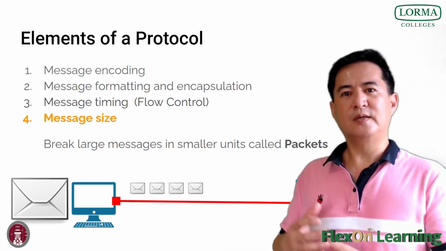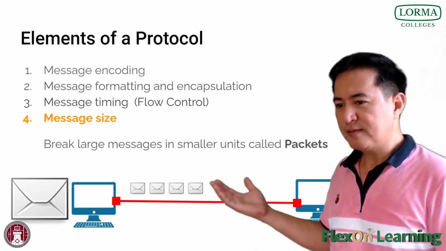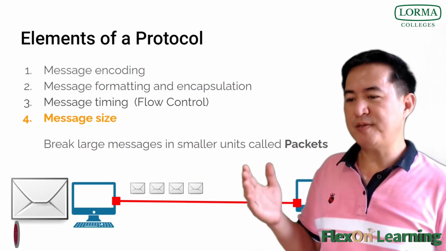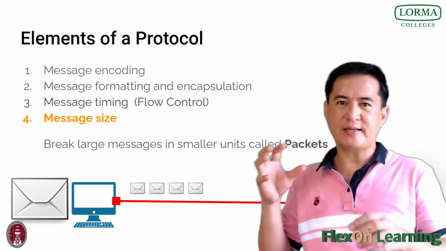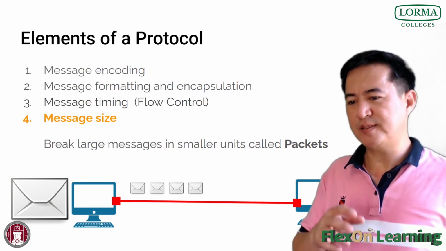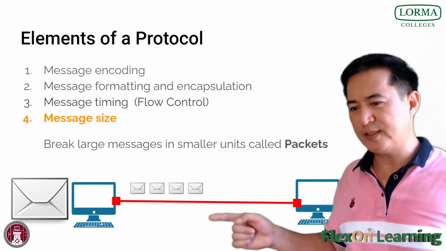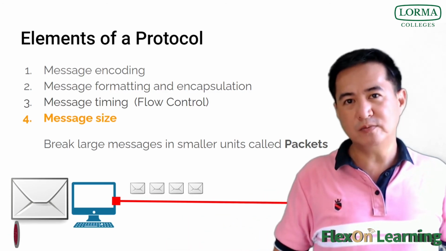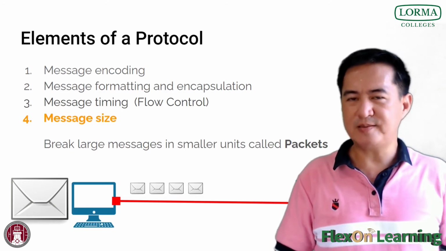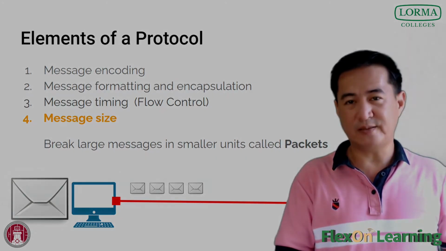So a message, when it is transported, needs to be broken down into manageable pieces of data, which we call packets. Those packets travel across the network, not necessarily in a queue like this, but they could be dispersed and routed on their own. And when they arrive at the destination, they will have to assemble themselves together.